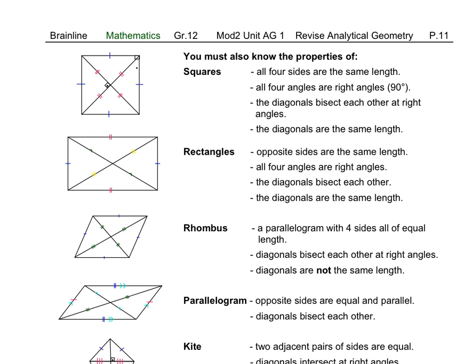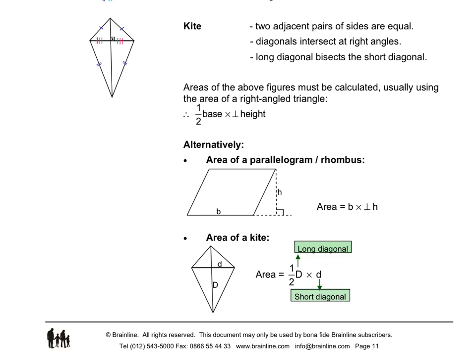Then for the parallelogram, the opposite sides are equal as well as parallel to one another, and the diagonals bisect each other. Then a kite, two adjacent pairs are equal in length. Diagonals intersect at 90 degrees, and the long diagonal bisects the short diagonal.